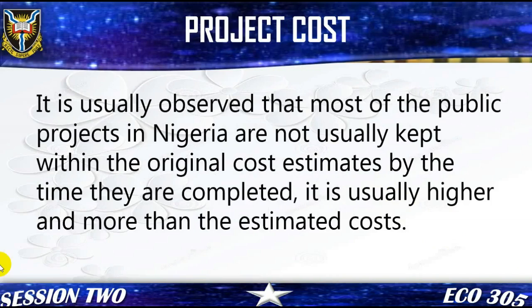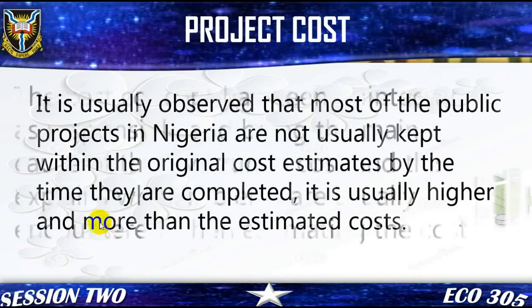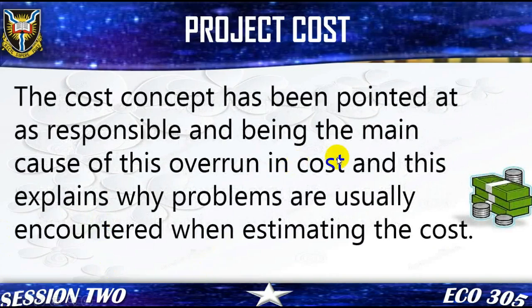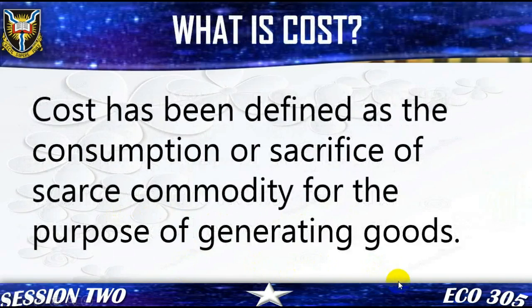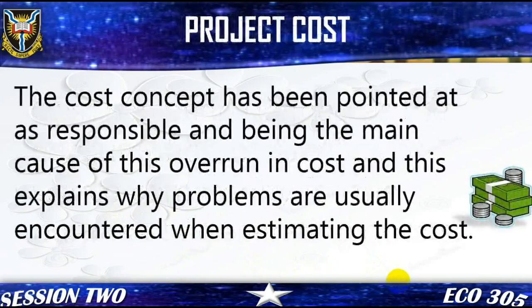The completion cost is usually higher than the estimated cost. The cost concept has been pointed at as being the main cause of this overrun in cost. That is, there is so much confusion in the literature about the concept. This explains why problems are usually encountered when estimating the cost. Apart from the cost concept, difficulty is also encountered as the relevant costs in project analysis relate to the future.